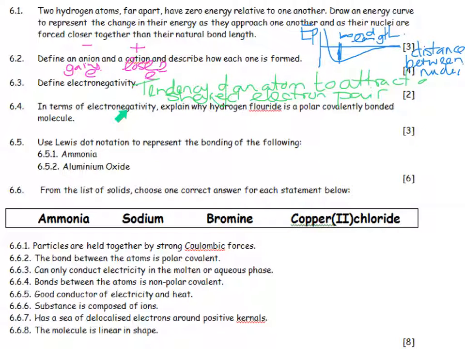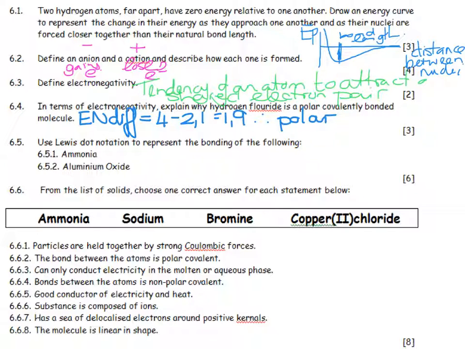In terms of electronegativity, explain why hydrogen fluoride is a polar covalently bonded molecule. Now, they ask you specifically in terms of electronegativity, so you need to write down the electronegativity difference to get some marks. That is equal to the electronegativity of fluorine, which is 4, minus that of hydrogen, which is 2,1, so that ends up equaling 1,9. Therefore, it is polar.